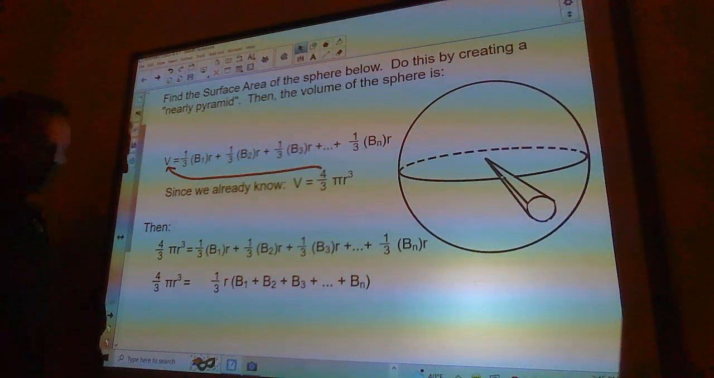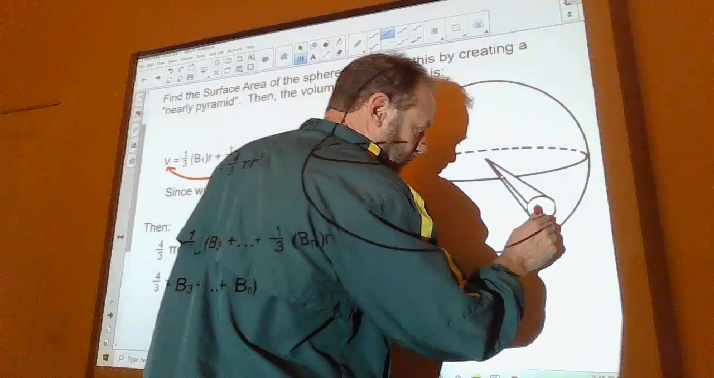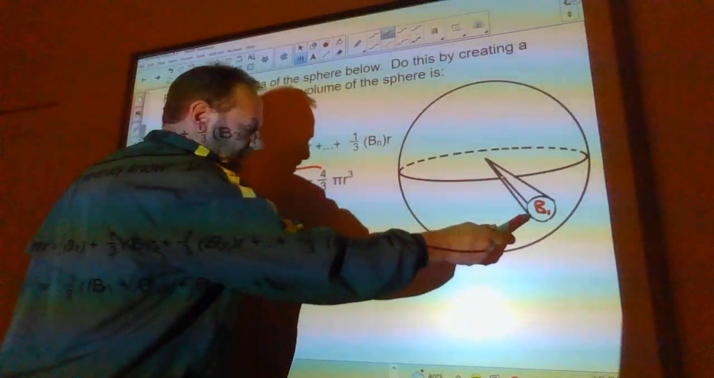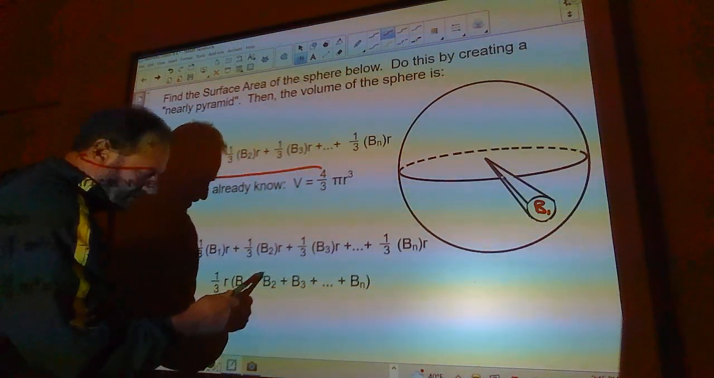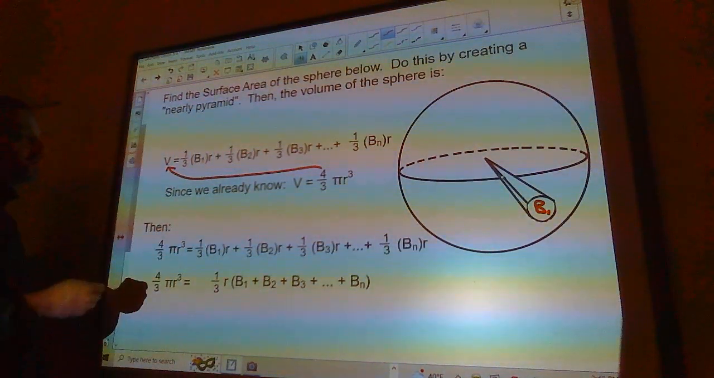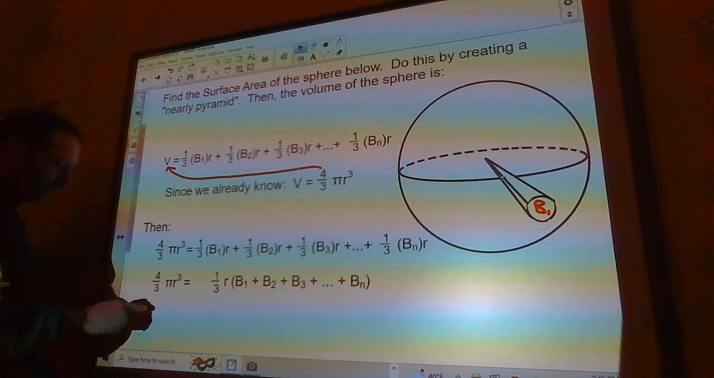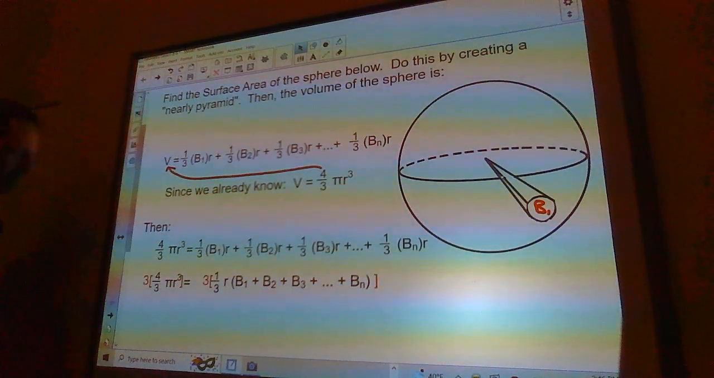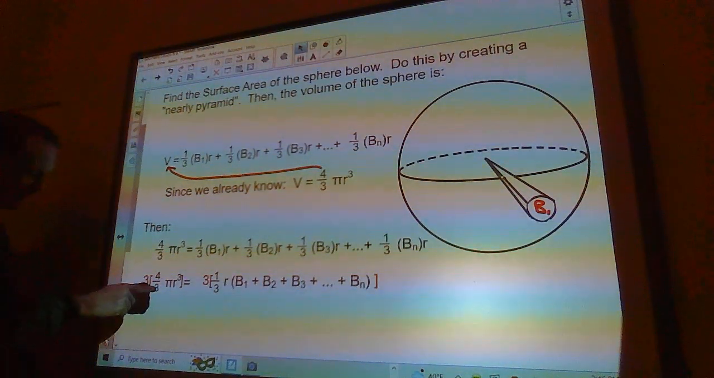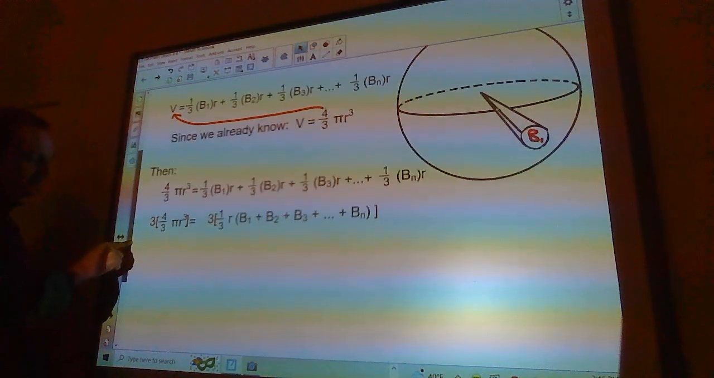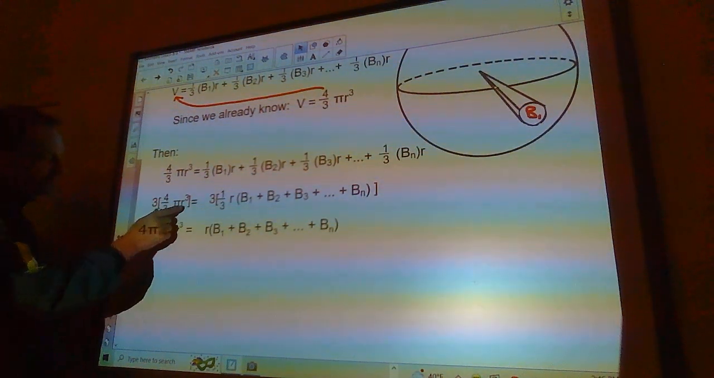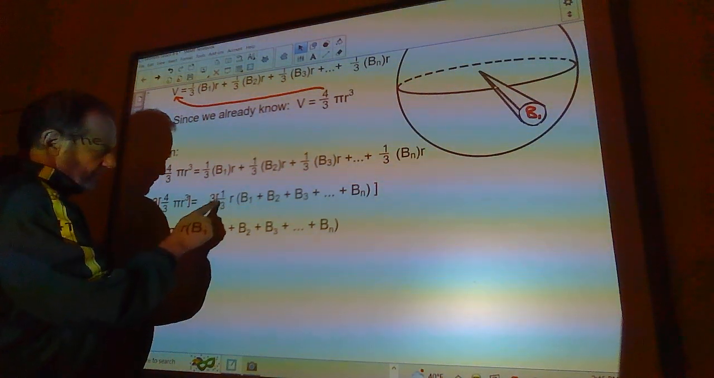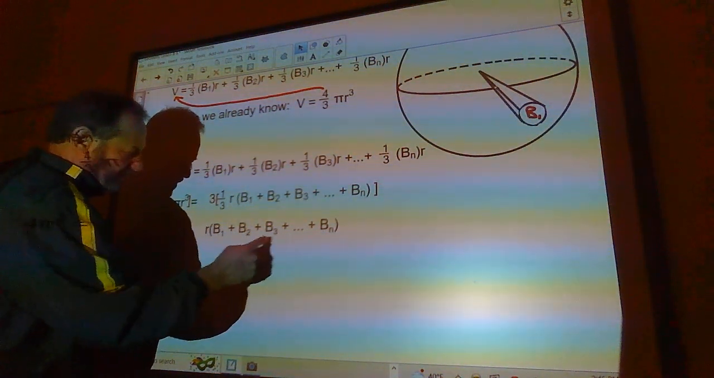Okay. Now, if you think about it, if I add up, let's say this is base 1 right here. Okay. If I add up all those bases all the way to the nth one, this right here is going to be the surface area. Okay. So now we're going to multiply both sides of this equation by 3. That's going to cancel out the thirds here. Okay. And we're going to get this. 4 pi r cubed is going to be left over here. And the 3 is going to cancel the 1/3, and I get r times all this.